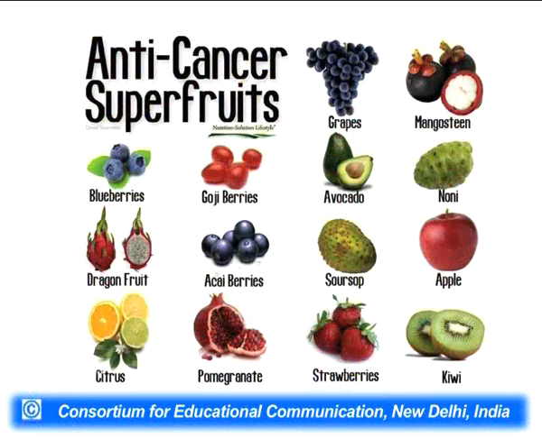There are a number of anti-cancer fruits, of which grapes form a major part. Then apples are also there, and citrus fruits, which are a major source of antioxidants. Then there are pomegranates, called anar, and strawberries. All these have been found to be anti-cancerous fruits.